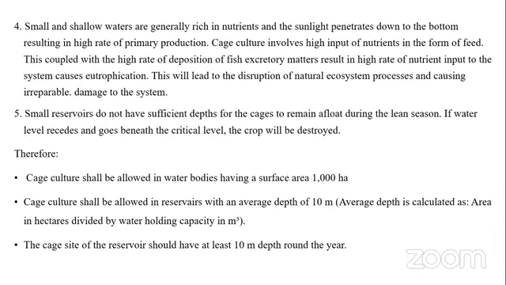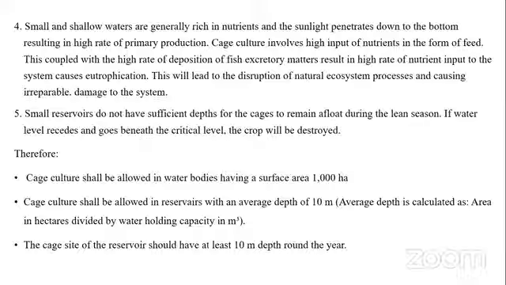Smaller reservoirs do not have sufficient depth for the cage to maintain a flow during the lean season. If the water level recedes and goes beneath the critical level, the crop will be destroyed. Hence, shallow water bodies should be avoided. Therefore, cage culture shall be allowed in water bodies having a surface area of more than 1,000 hectares.